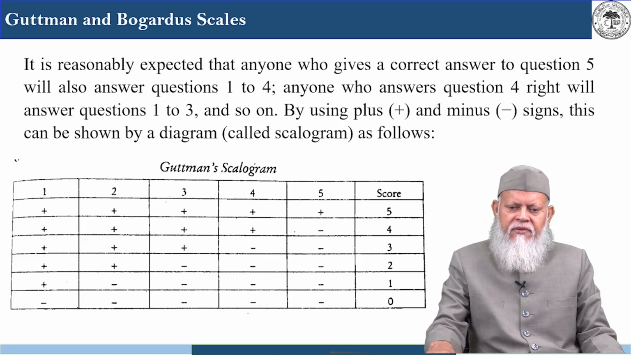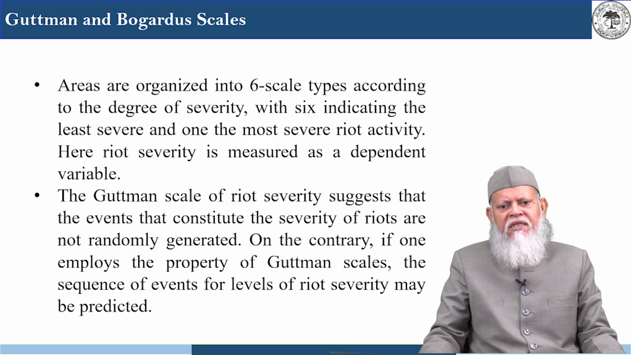with the 5 statements. Areas are organized into 6 scale types according to the degree of severity, with 6 indicating the least severe and 1 the most severe riot activity. Here riot severity is measured as the dependent variable. The Guttman scale of riot severity suggests that the events that constitute the severity of riots are not randomly generated. On the contrary, if one employs the property of Guttman scales, the sequence of events for levels of riot severity may be predicted.